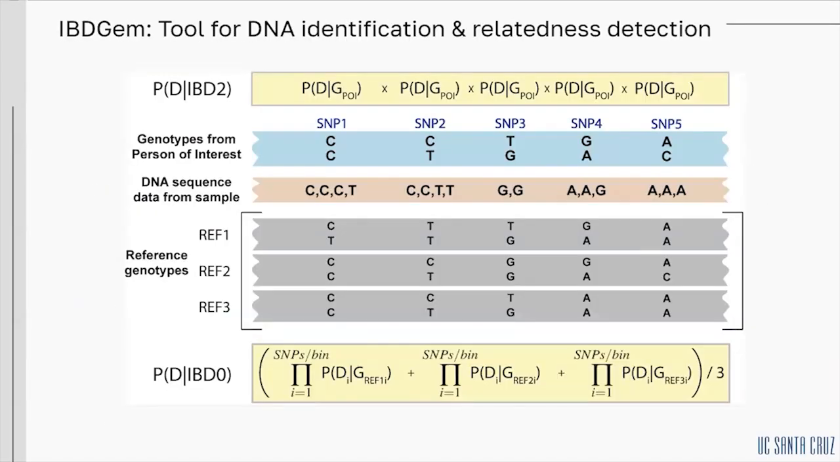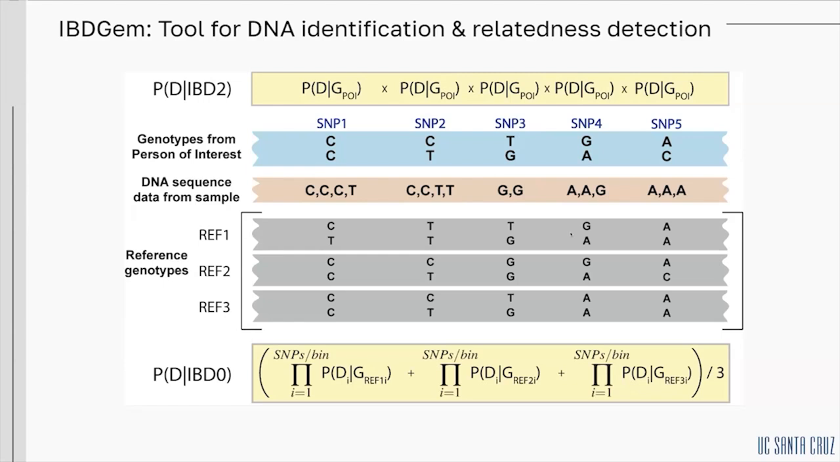This method is called IBD-GEM, and in a nutshell, it is a computer program that compares genotype data from a known individual to sequence data from an unknown forensic sample, which are shown respectively by the blue and the tan ribbons in the schematic. In addition, the program takes in genotypes from a set of reference individuals to estimate the background genetic diversity in the population, and these are shown in gray here.